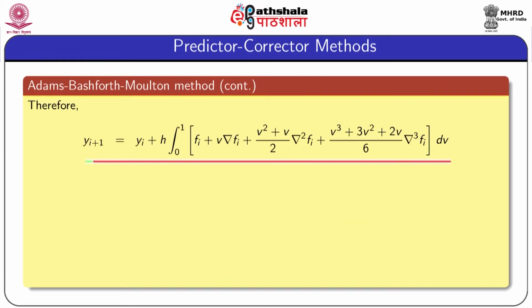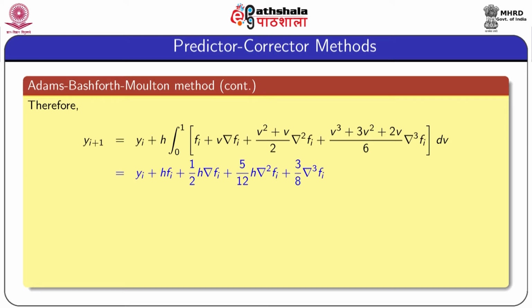Therefore, yi plus 1 equal to yi plus h into the integral from 0 to 1, and the entire value within the square bracket is replaced by f of x, y into dv. Note that dx equal to h into dv, and the lower limit xi is converted to 0 and the upper limit is converted to 1. Now we integrate this expression with respect to v and obtain this expression: yi plus h into fi plus half h into nabla fi plus 5 by 12 h into nabla 2 fi plus 3 by 8 h into nabla 3 fi. After replacing the values of nabla fi, nabla 2 fi and nabla 3 fi, we get the expression given in equation 3.